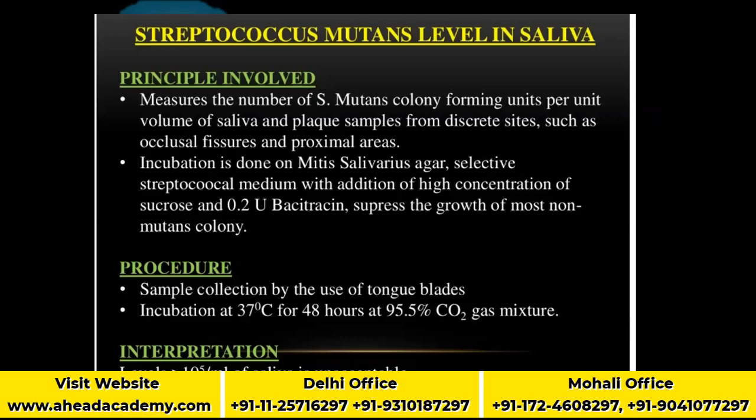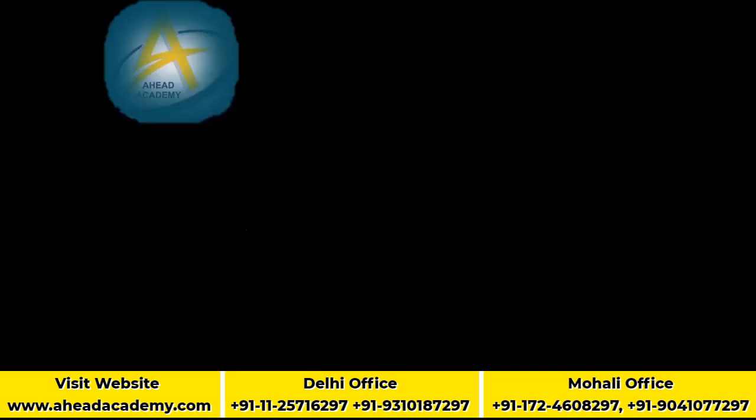It has an addition of a high concentration of sucrose and 0.2 units of bacitracin. Bacitracin suppresses the growth of most non-mutans colonies, so it is very selective in nature. Sample collection is done using tongue blades. Incubation is for 48 hours at 37 degrees centigrade in a gas mixture enriched with carbon dioxide, about 95:5 percent. Now, the interpretation: a level of mutans of 10 raised to the power 5 per ml of saliva is acceptable.